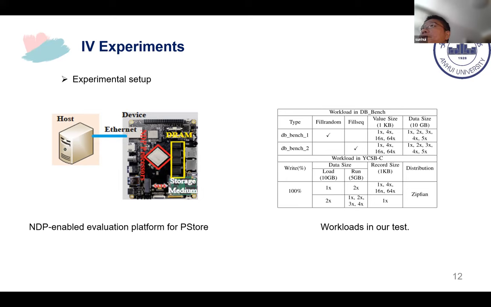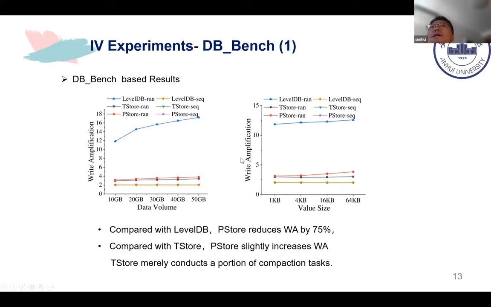In DB bench, compared with LevelDB, TSTOM reduced the write amplification by 75%. Compared with the previous TSTOM, the new one slightly increased the write amplification. This is because the previous one merely conducts a portion of the compaction task, and in the new one, there are slight increments in the write data.